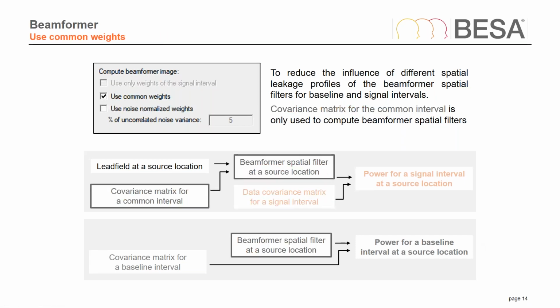And in another approach, we can use the common interval that spans the whole time range of activity. So again, we only compute one spatial filter for both signal power and baseline power value. However, the signal covariance matrix and the baseline covariance matrix are still relevant for both these approaches, since we multiply the spatial filter with them to calculate the actual power values.